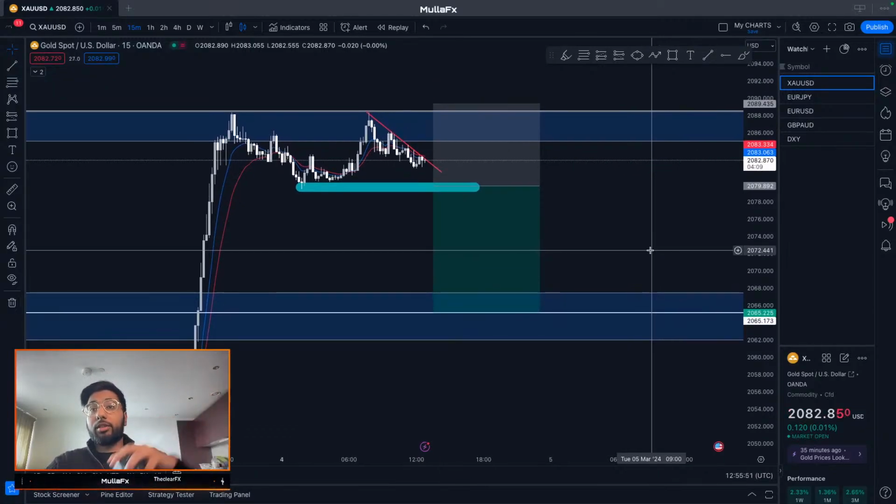But let's have a look at this trade right here, though. I'm definitely interested in this trade.